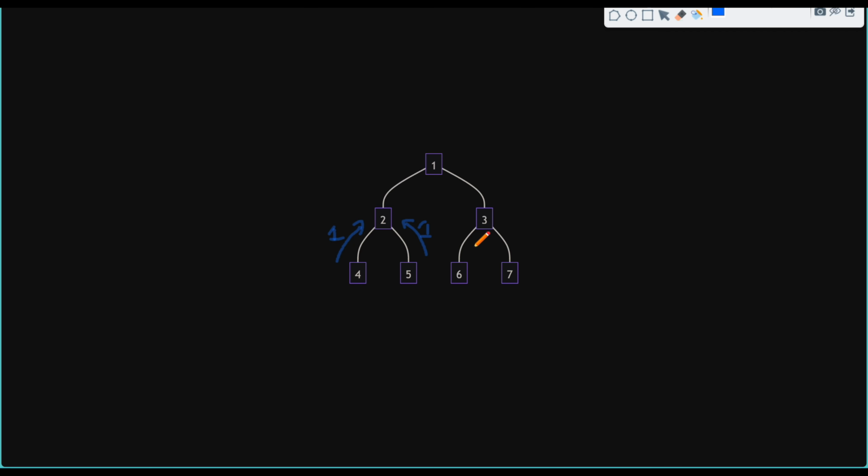Similarly, the distance of 3 from 6 and 7 will be 1, right? And again, the shortest distance will be 2. It is less than the threshold distance of 3. So 6 and 7 are also a good leaf pair. So we have two good leaf pairs so far.